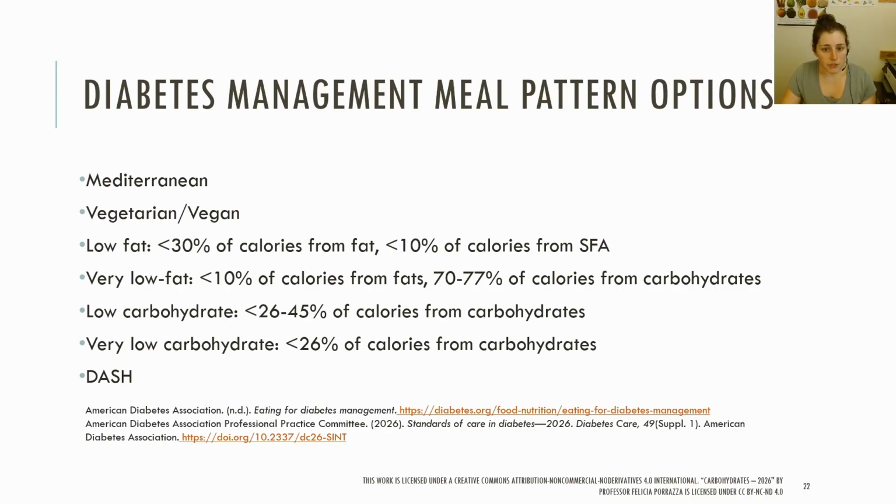A low-fat diet, which is defined as less than 30% of calories from fat and less than 10% of calories from saturated fats, has been shown to assist with diabetes and weight loss. This diet would include fruits, vegetables, lean proteins, including beans, low-fat dairy, and carbohydrates from whole grains and starchy vegetables. A very low-fat diet, which is defined as less than 10% of calories from fat and 70 to 77% of calories from carbohydrates, has been shown to assist with weight loss and reducing blood pressure. This would include fiber-rich vegetables, beans, fruits, whole grains, non-fat dairy, fish, and egg whites.